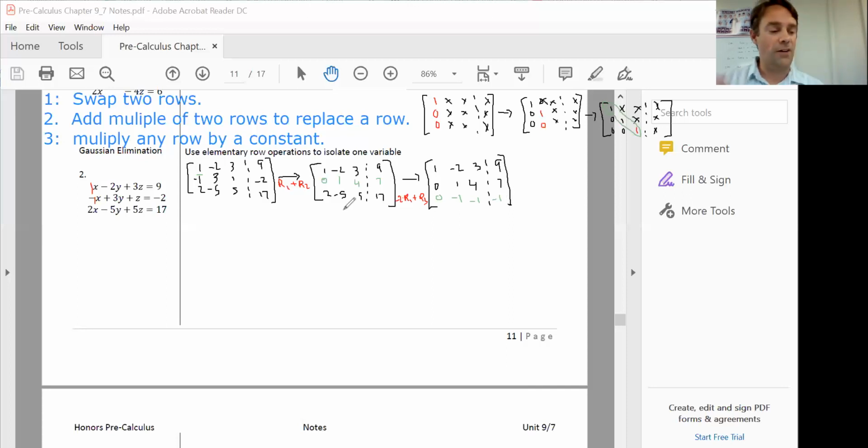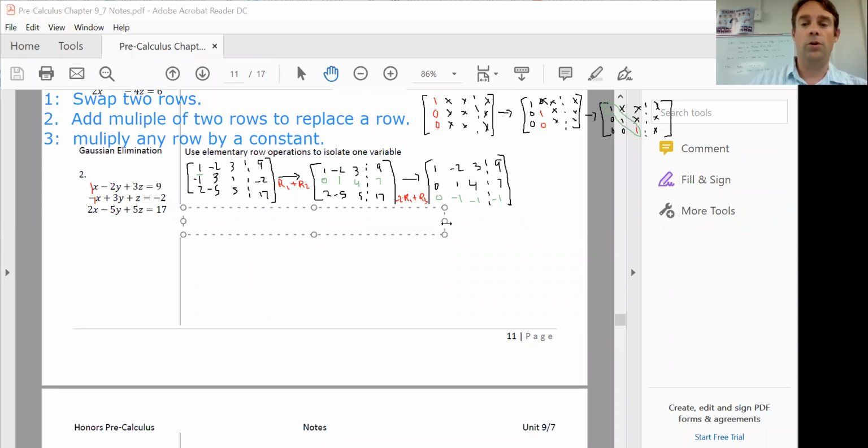So we've finished off the first column. As we move along to that second column, we no longer touch the first column or the first row. So after that, we're going to move to column 2.